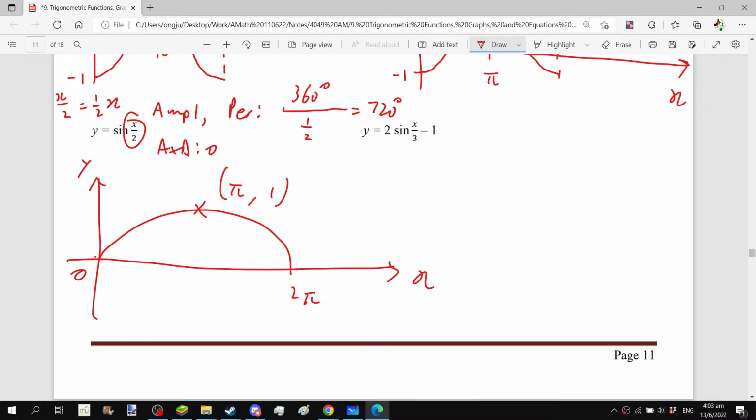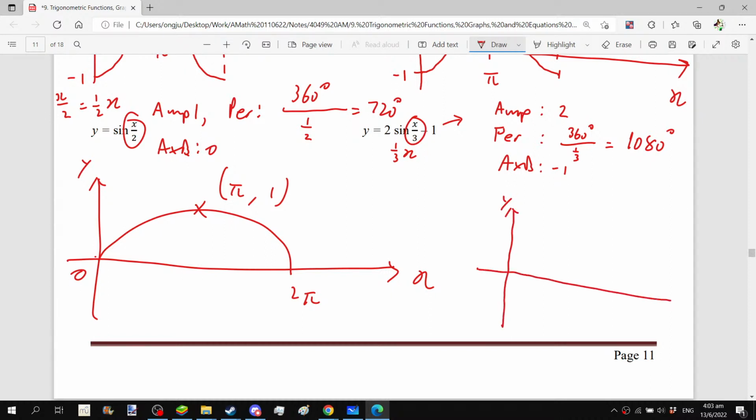And our last problem here, oh, this one's a real doozy. We have an amplitude of 2. We have a period of, and using the same trick, this guy being 1/3 x, we will take 360 divided by 1/3. And this should give you 1080. And because of that, that means that you'll have a very small amount of the graph available. We also have an axis to worry about. It's on -1. So having said all that, let's draw in our y-axis.